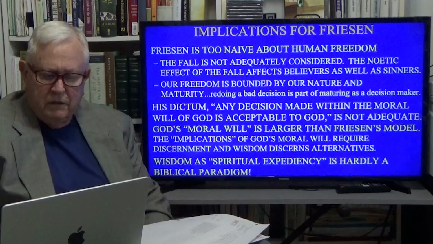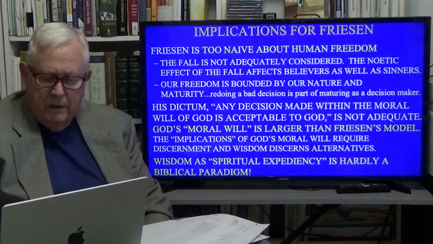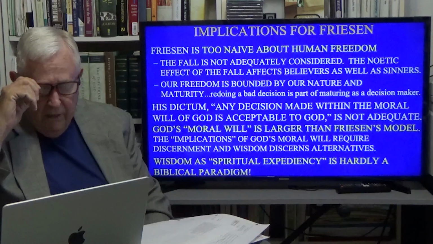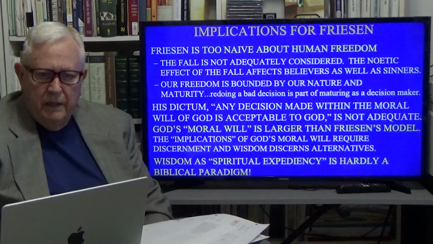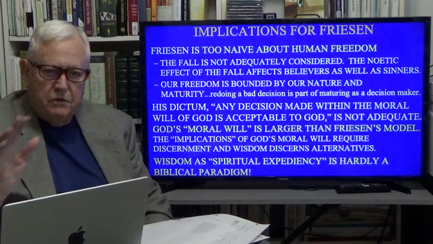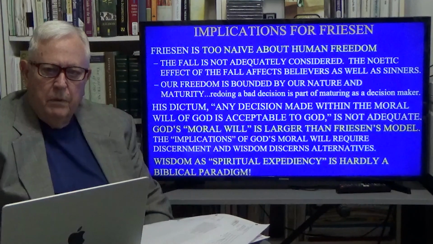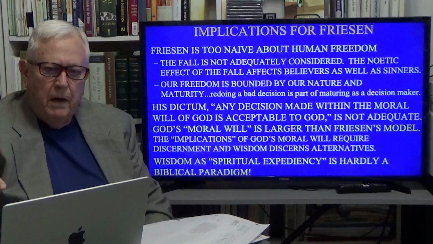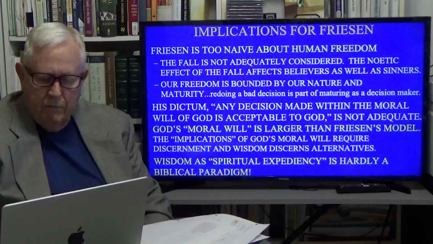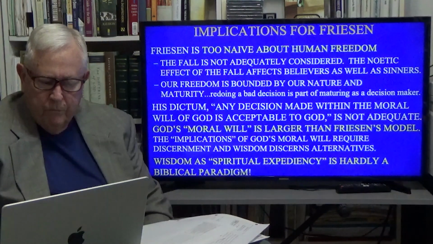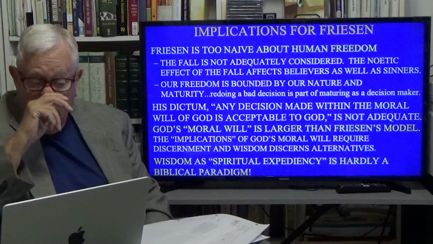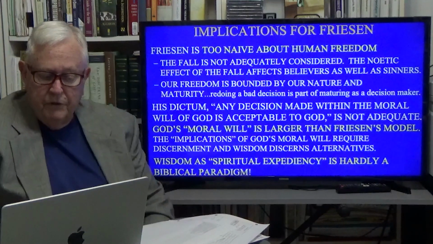Friesen's dictum: any decision made within the moral will of God is acceptable to God. I don't think that's adequate at all. Not any decision you make that's not violating the moral will of God. Well, you should make decisions that aren't violating the moral will of God. But there's a lot more to think about what's a good decision when you're not dealing with violating the moral will of God, even more so than when you're dealing with the moral will. God's moral will is larger than Friesen's model. God's will is larger than Friesen's model.